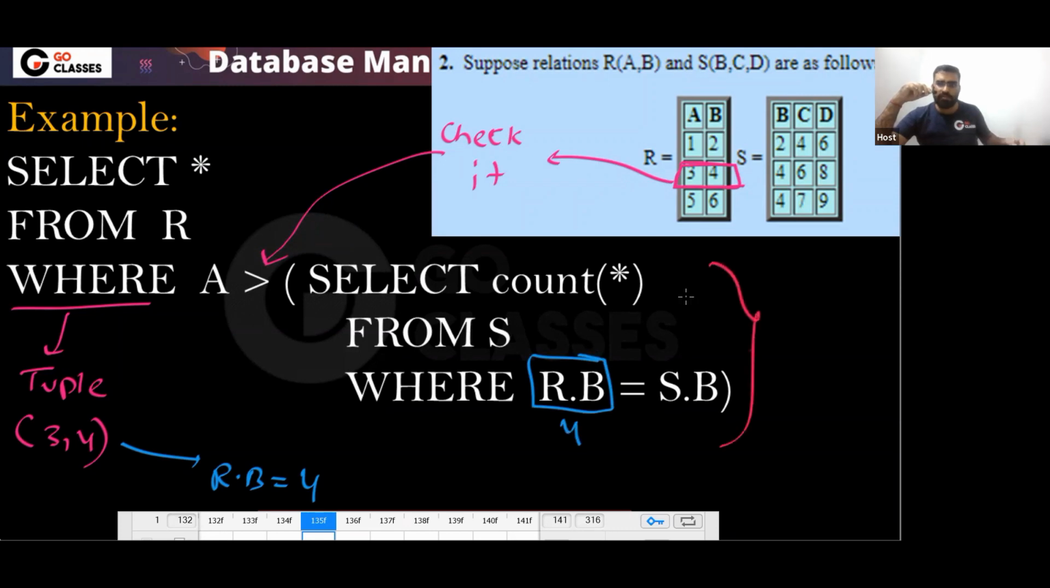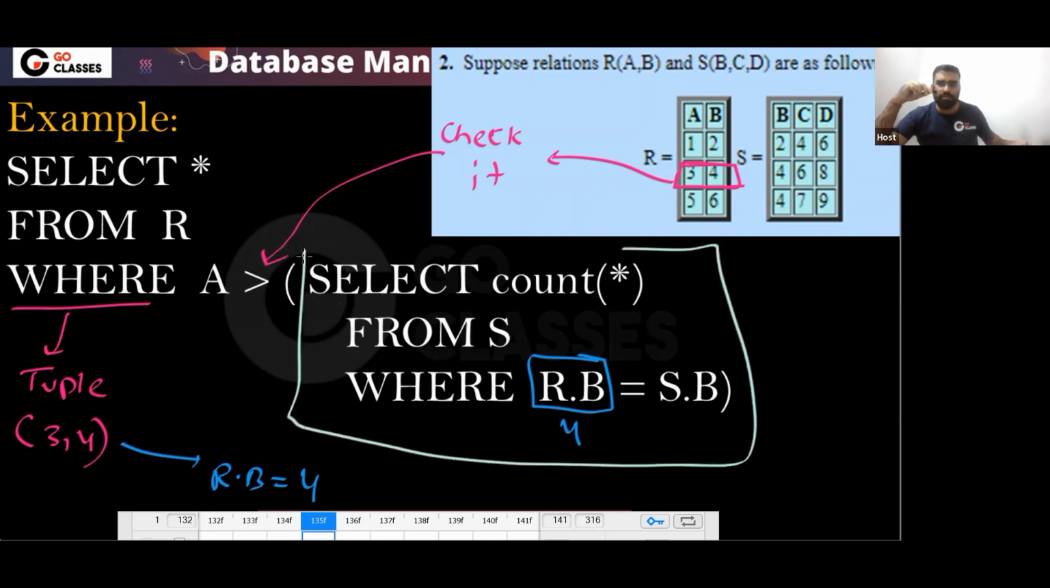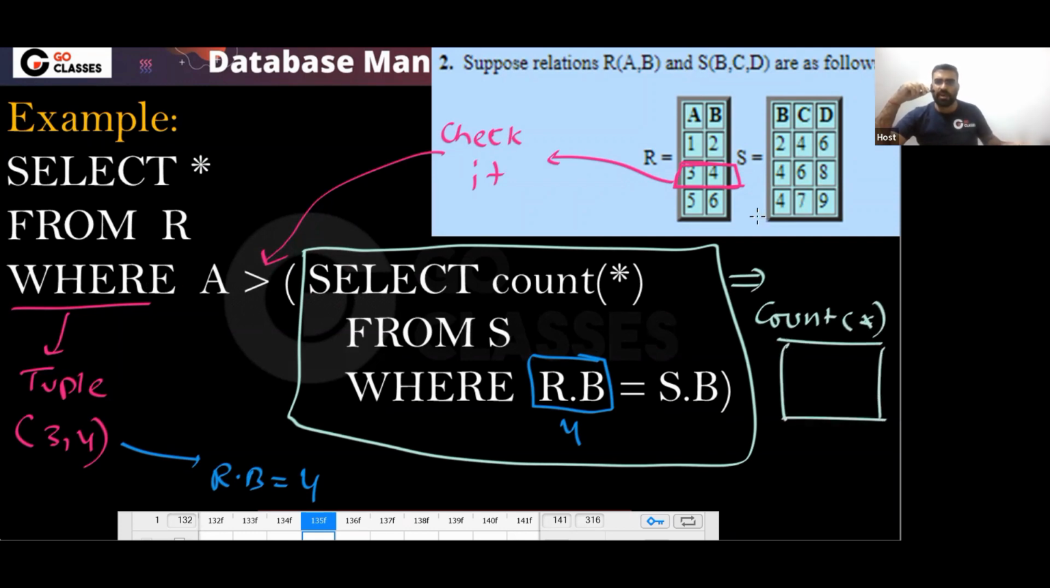So here what will be count star? Step by step, what will this query q give you? It will give you count star where r dot b equal to s dot b. So this is gone, and this will be 2. There are 2 tuples, so the count star will be 2.